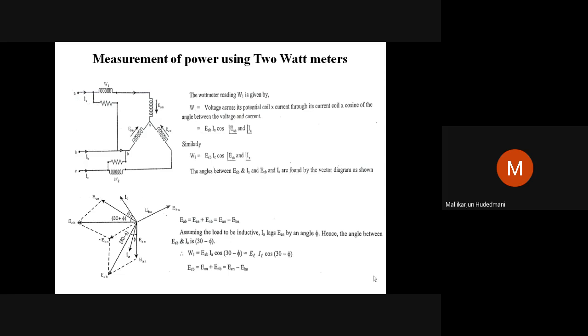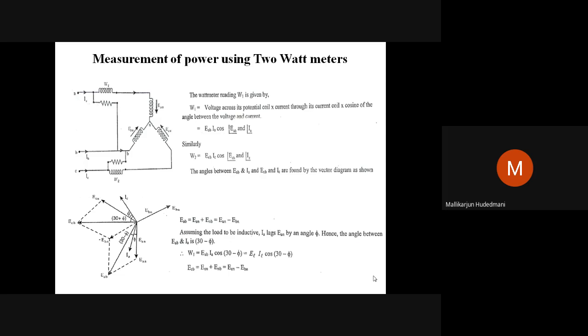The other alternative is, if the system is perfectly balanced, the load I am speaking about, three-phase star or delta, then by using only one wattmeter in any one of the lines, I can read the power consumed by that load and multiply it by 3. That would give the net power consumed by that three-phase load.